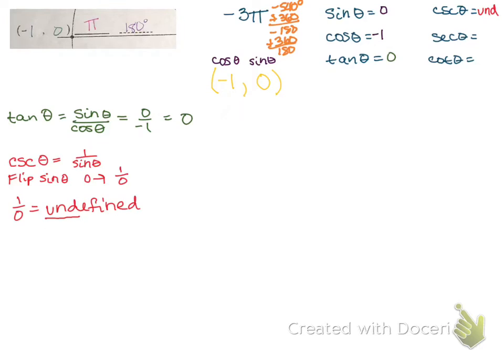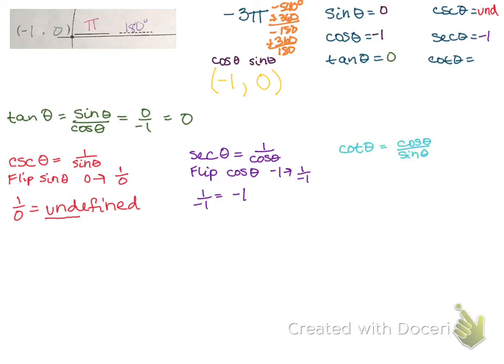For secant, you flip cosine. So we're going to flip negative 1. That's negative 1 over 1. So when I flip it, I get 1 over negative 1. And when you do the division, 1 divided by negative 1, you get negative 1. And my cotangent is cosine divided by sine. So negative 1 divided by 0, which is undefined.